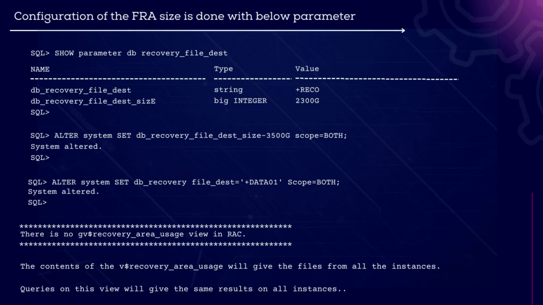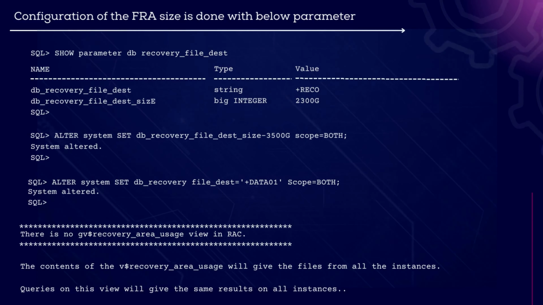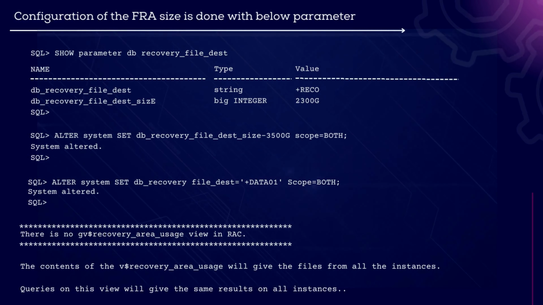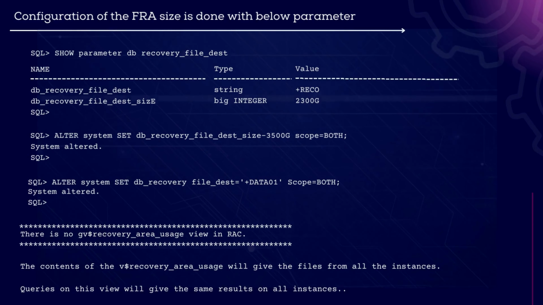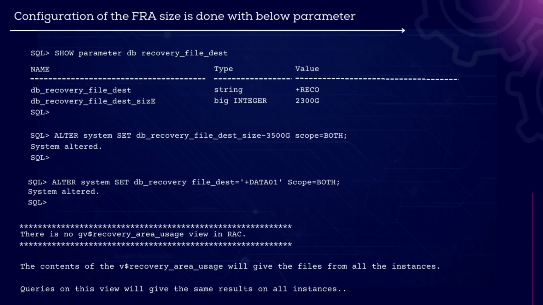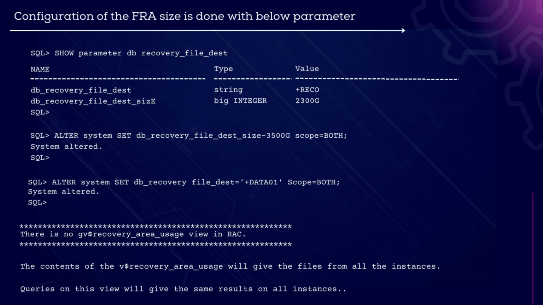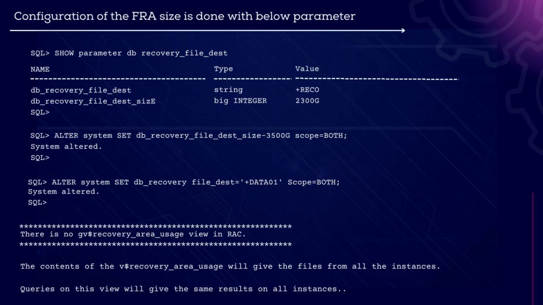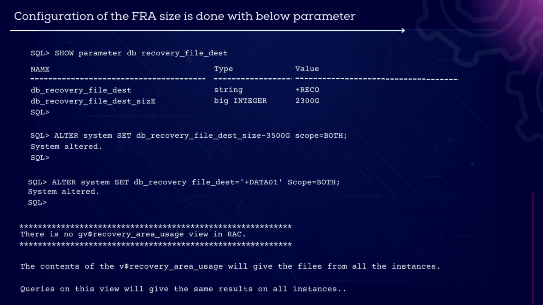So keeping that in mind, if you are going to increase the size of the FRA, you also have to check the destination size, whether we have sufficient space on the destination or not. If we have sufficient space on the destination, you can go and extend the size, and this is the command to extend the size.